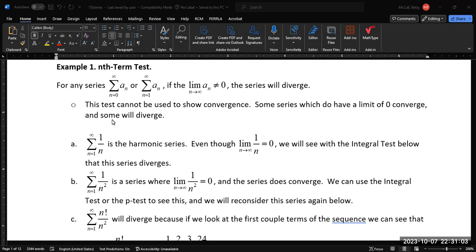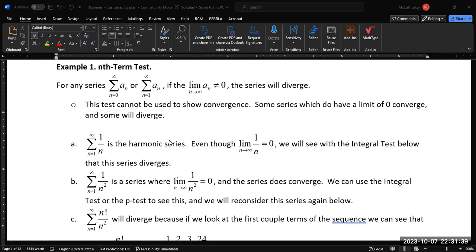So let's look at some specific examples. Now, for any series, it doesn't matter where it starts, but if the limit of the sequence of the terms does not go to zero, the series will diverge. Now, that is the key claim here: this test cannot be used to show convergence. It can only be used to show divergence. So if you are looking at a series and you think, okay, the terms don't go to zero, then you can use this test. It's very simple. And then you can say it diverges and move on.